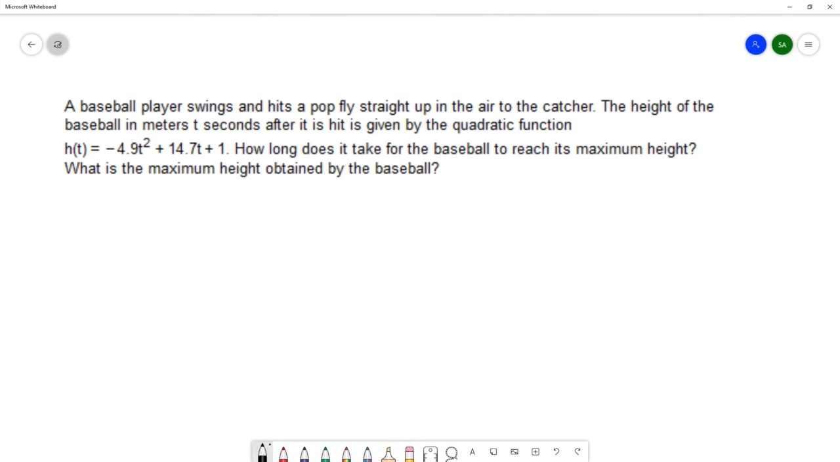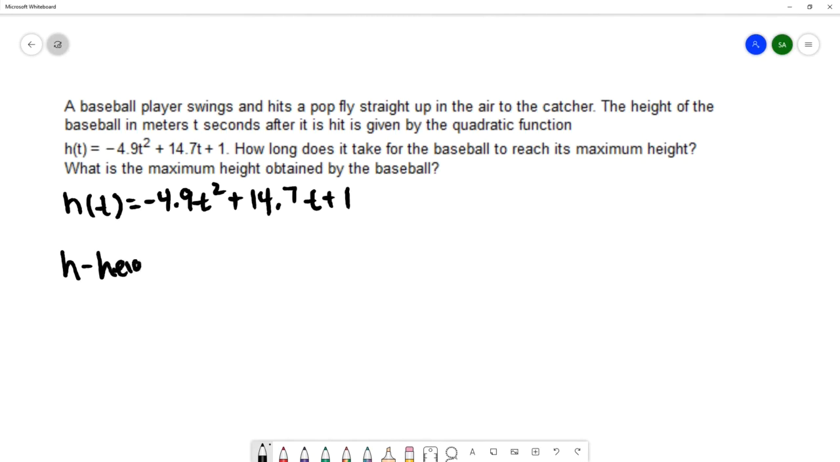So the function that we're given, h(t) = -4.9t² + 14.7t + 1, is going to tell us the height, so h stands for height, at any moment in time after the ball is hit. So if we choose a time and substitute it in for these t's here, that will tell us the height at that moment.